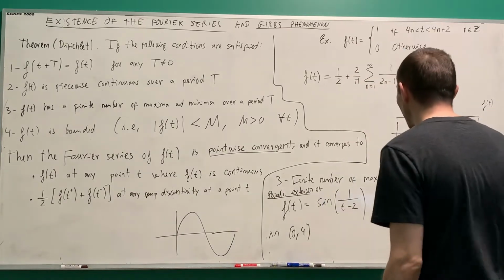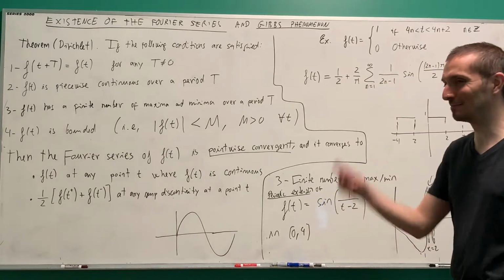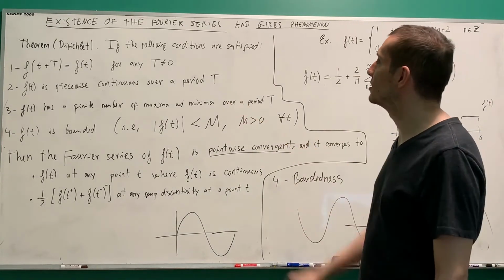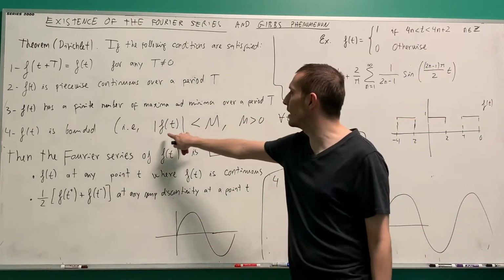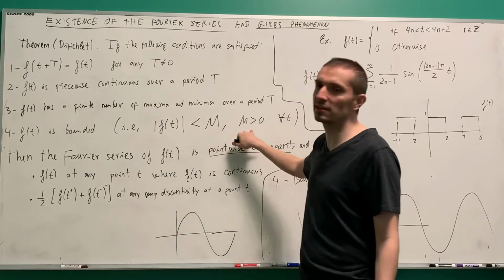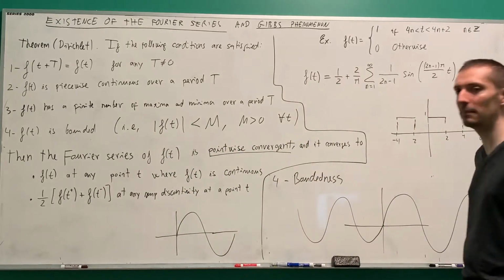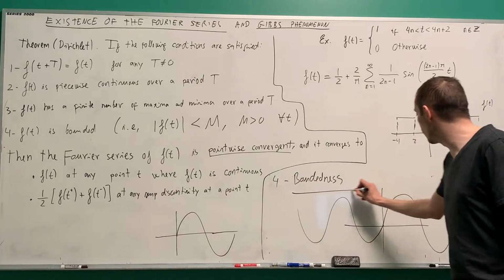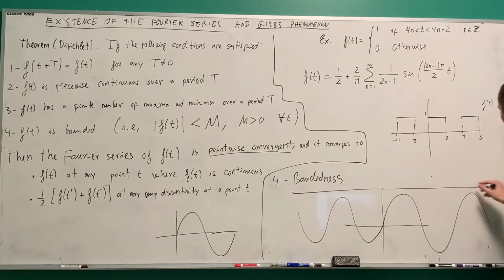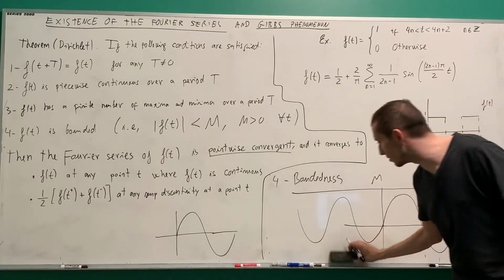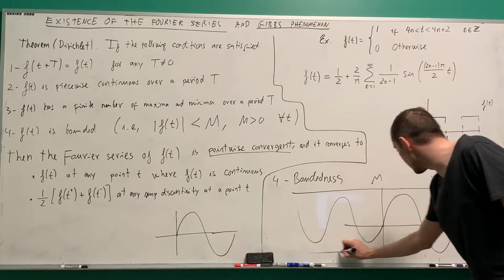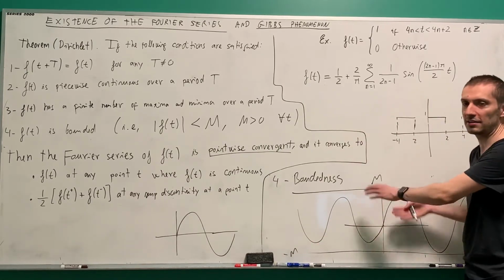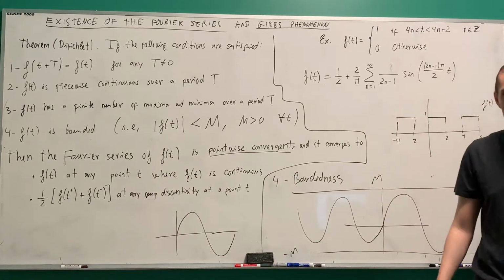All right, let's see number 4. Number 4 is simpler. All right, boundedness. It requires that the function is bounded, which means that the absolute value of the function is below some positive value for all values of t. What does that mean? It means that I have the plot of the function, and there is some value of m such that I can draw a horizontal line at m units and a horizontal line at minus m units, and the function is between the two lines, never goes over. That's what I mean by boundedness.